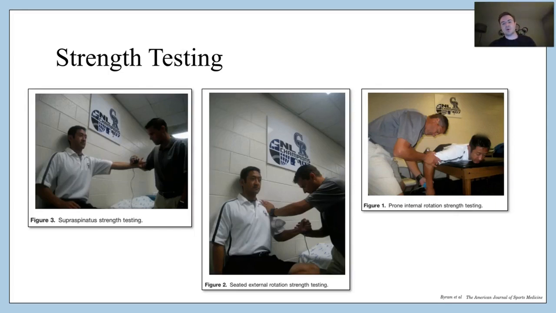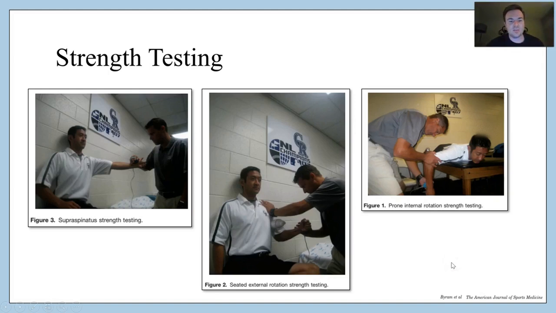Some of the strength testing we'll go over, and what I do in clinic is use a handheld dynamometer, which is essentially a portable force plate that you hold in your hand, as pictured in these pictures here. This is from a Byram et al. study, I believe out of 2008, and these are measurements that I still do because they're very well known in the baseball world on being pretty reliable. So they're looking at supraspinatus strength, seated external rotation strength, and then prone internal rotation strength. You can also do prone external here.